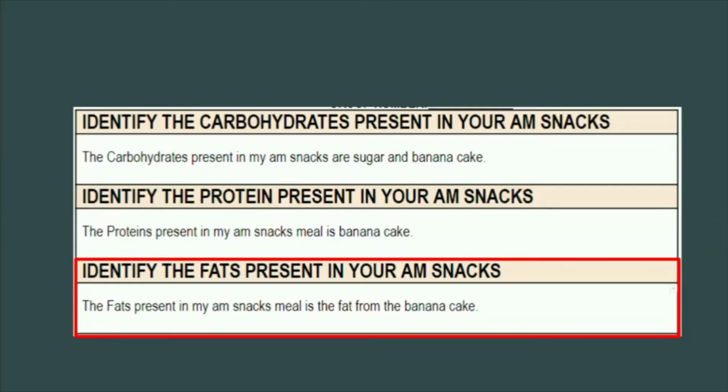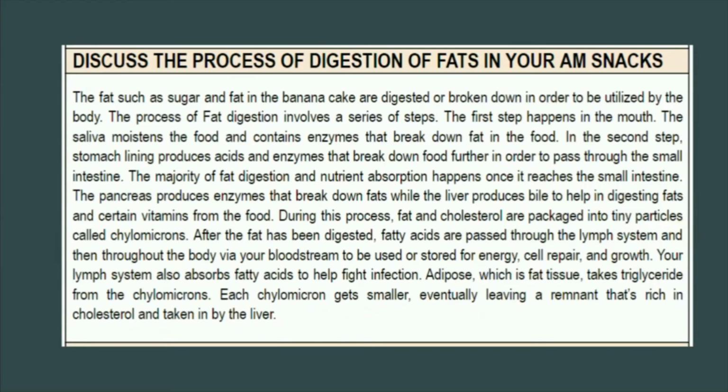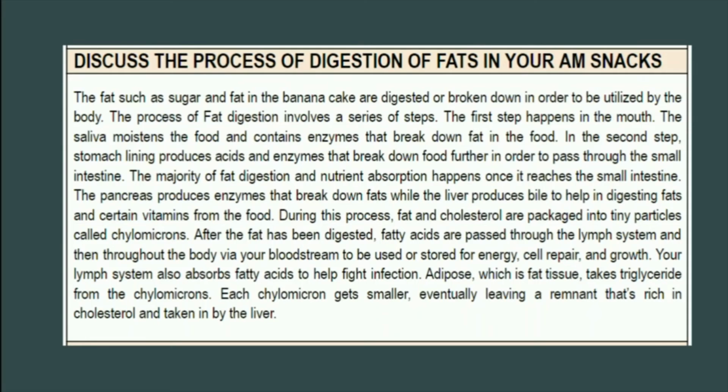And for the fat present in the meal, it is found in the banana cake. The process of digestion will first happen in the mouth, which moistens the food to break down the fat. The stomach lining will then produce acids and enzymes to help break it down and pass it through the small intestine. The majority of digestion and absorption happens once it reaches the small intestine. The pancreas produces enzymes while the liver produces bile to help in digesting fats and certain vitamins.